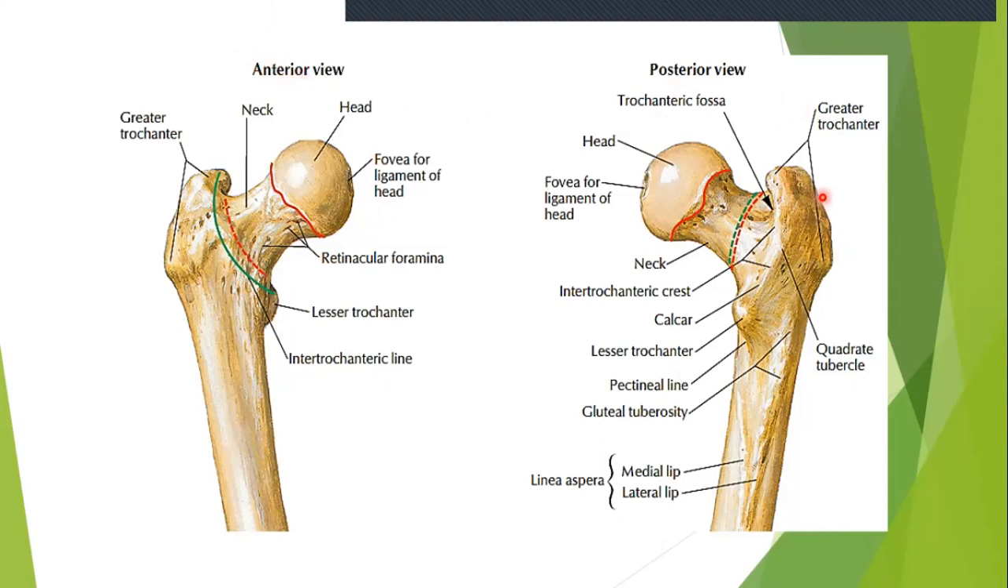Now posterior view, the greater trochanter and the lesser trochanter are connected by the intertrochanteric crest. This is the neck. The gluteal tuberosity here. Then we have the linea aspera. You can see it has a lateral rib and a medial rib. Then we have here a quadrate tubercle. This quadrate tubercle is important because a muscle usually inserts there. Those are the parts of the proximal femur.